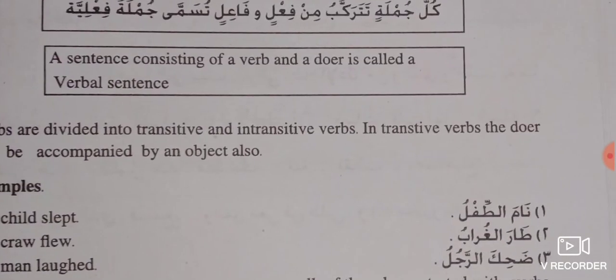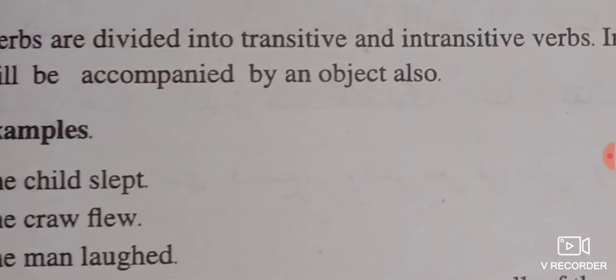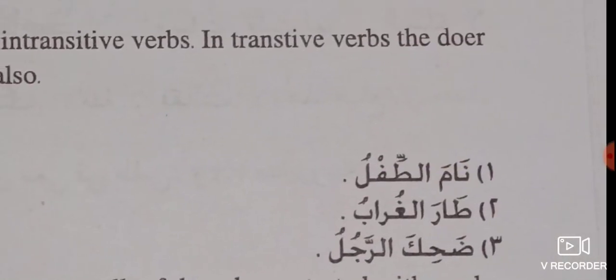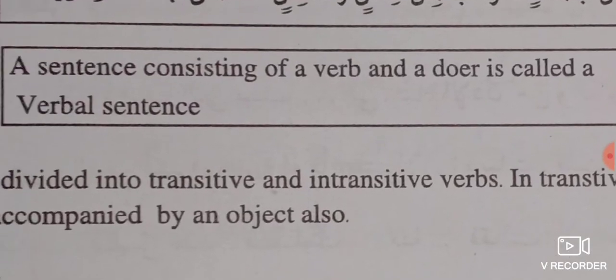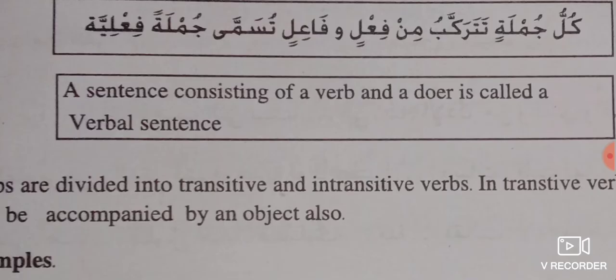Let me give you the example. Just like Nama tiflu. Nama is a verb. At-tiflu is a doer. Nama tiflu means the child slept. So the sleeping is done by that child. So child is the doer and sleeping is the verb. So that is what we mean. A sentence consisting of a verb and a doer is called a verbal sentence.